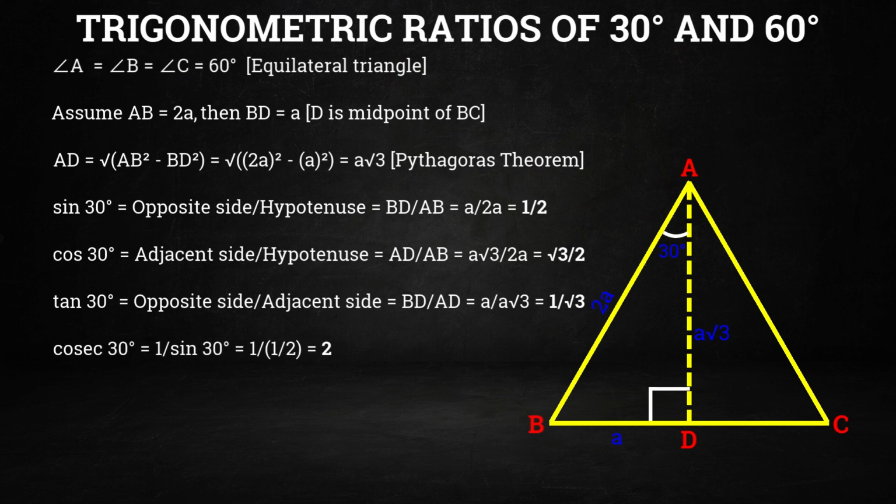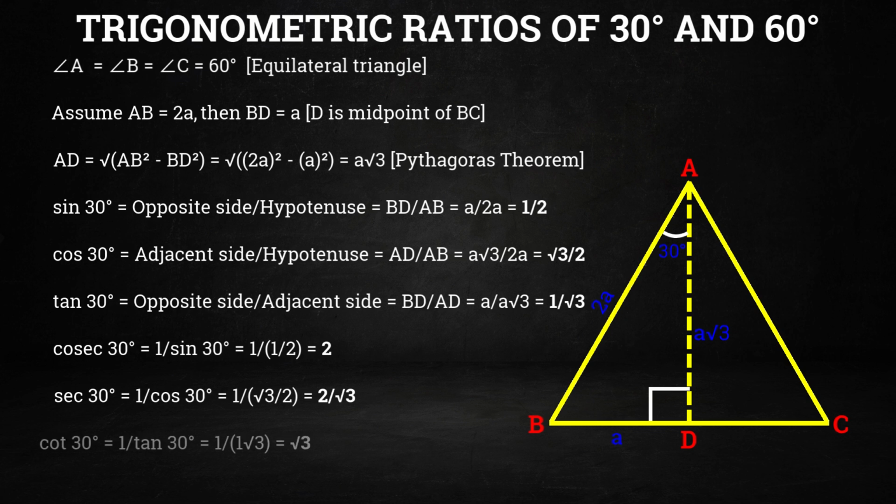Cosec 30 degree, which is 1 by sine 30 degree, equal to 2. Sec 30 degree, which is 1 by cos 30 degree, equal to 2 by root 3. Cot 30 degree, which is 1 by tan 30 degree, equal to root 3. Now look at the same triangle but focus on angle 60 degree, which is angle ABD.